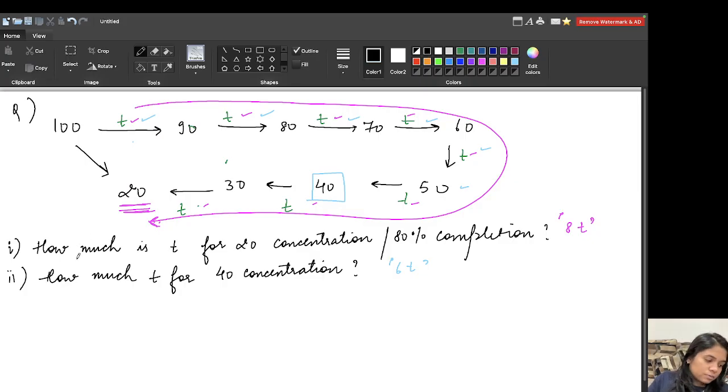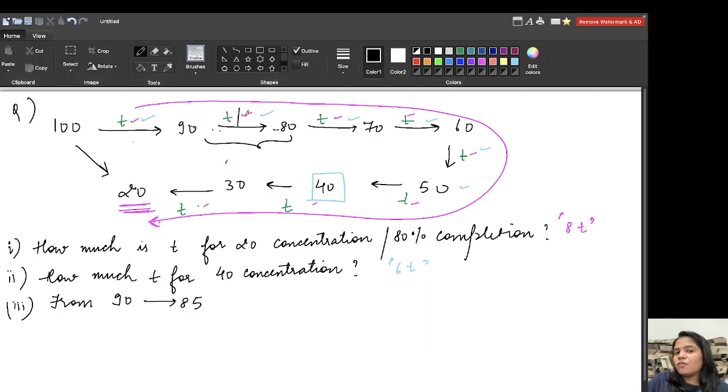The third is, okay, a little tricky. From 90 to 85, how much time did it take you? If 90 to 80 is taking me T, so half will be taking me T by 2. Easy, right? So what does it mean? In zero order reactions, the unitary method can also be used. You just need to calculate times. If from here to here it takes T time, how much time will it take from here to here? So technically you can use your formulas also, A equals A naught minus kt, or you can directly use your unitary method, only in zero order reaction. We'll do more questions based on this.